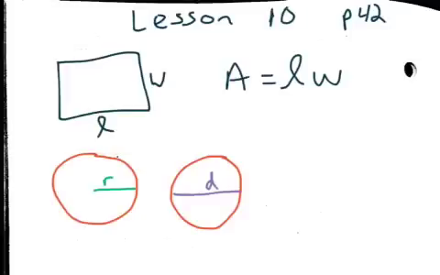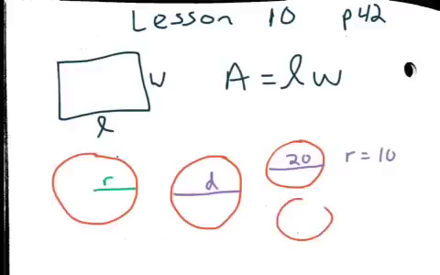So if I had a circle with a diameter of 20, the radius is actually 10. Or if I had a circle and the diameter was 15, the radius would be 7.5.